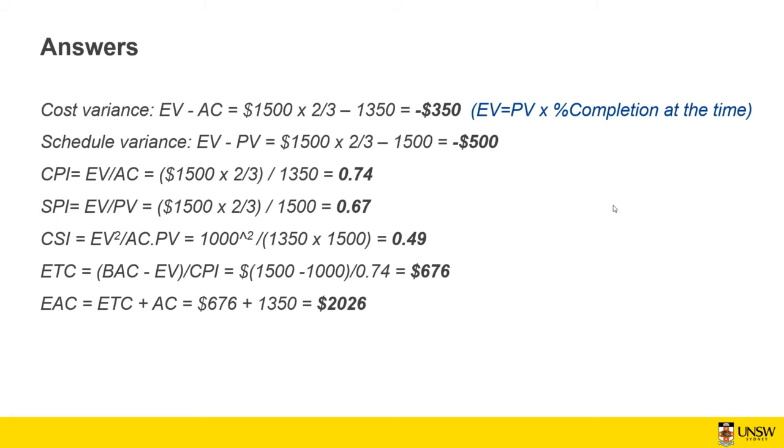And we got the ETC, which is going to be budget at completion minus earned value divided by CPI, which is going to be 676. And estimate at completion is going to be the sum of estimate to complete plus actual cost, which is going to be 2026.